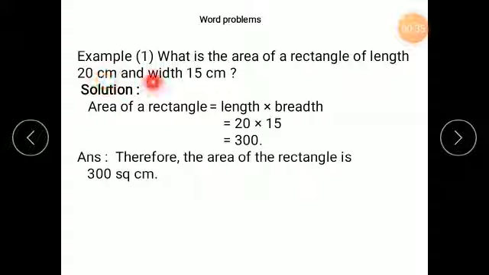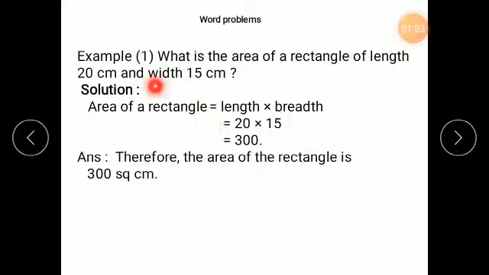So question number 1, what is the area of a rectangle of length 20 centimeter and width 15 centimeter? Now here they have given what is the shape, that is rectangle, what is the length, that is 20 centimeter, and what is the breadth, that is width is 15 centimeter. So all those things you have to write down. Then let us find directly the area of a rectangle. We have already seen the formula for area of a rectangle, that is length into breadth.